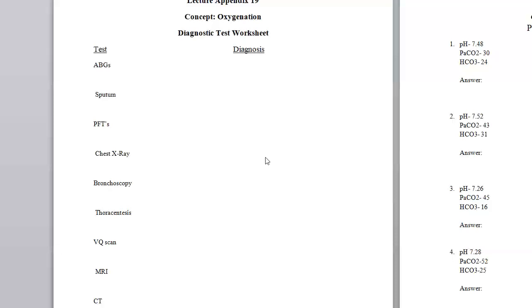We use it for, obviously, aspiration, cancer, infections. We can make some very specific diagnoses with bronchoscopies.